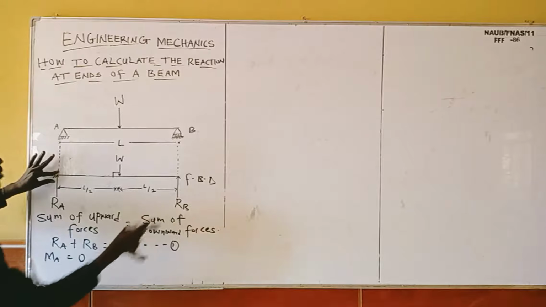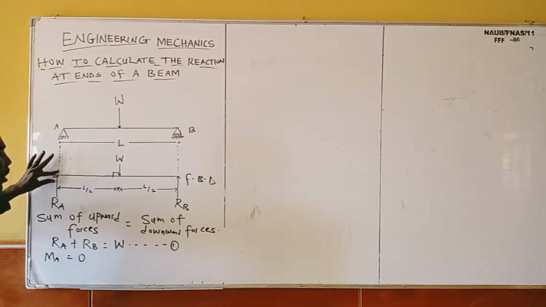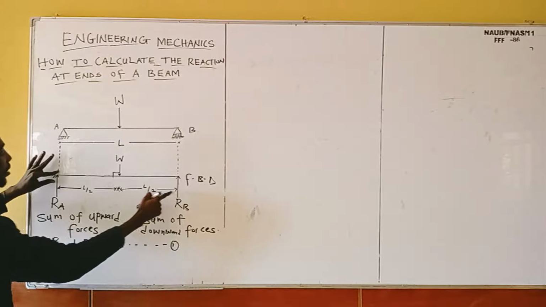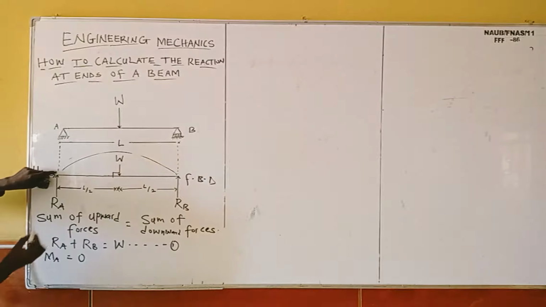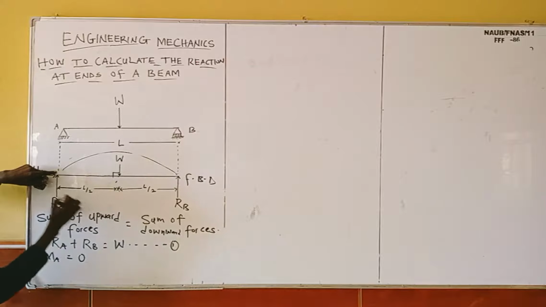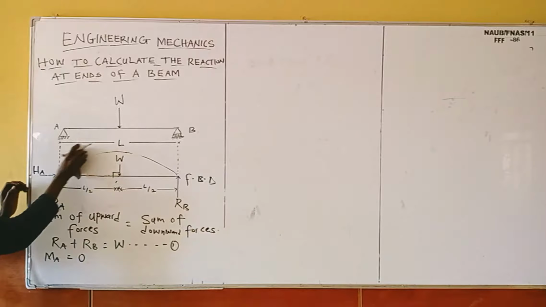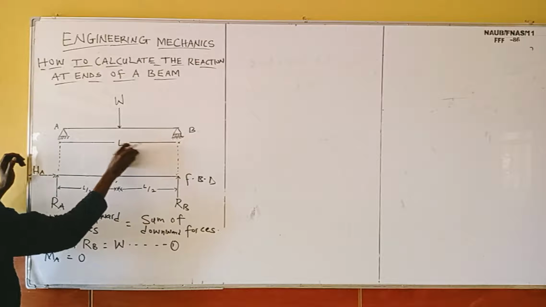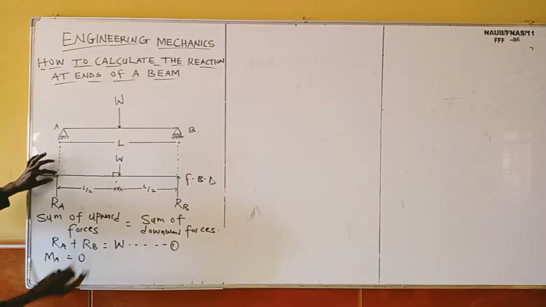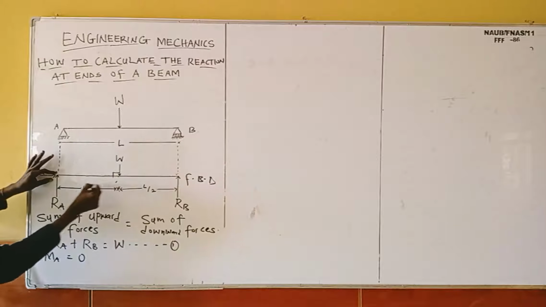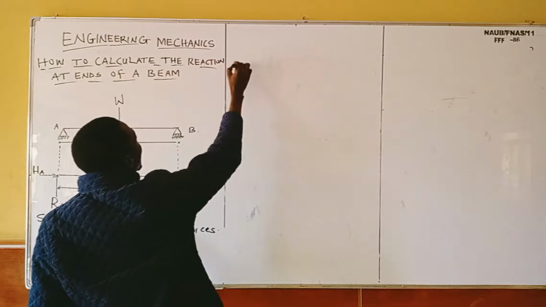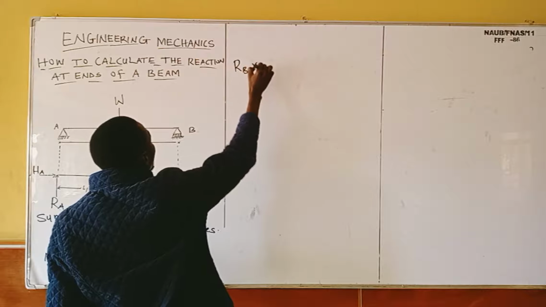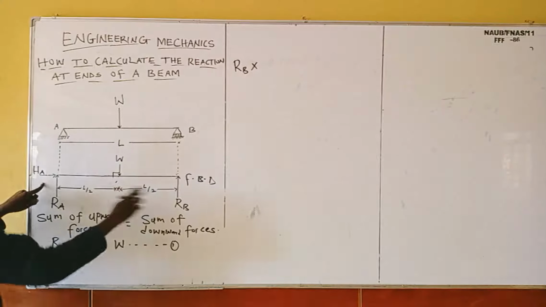Let's start with RB. This is force, RB, right? RB is a force. Force times perpendicular distance. So it means RB times the total distance, because it will cover this distance. Look at this, it will come like this, and this one too will come like this. So we are now going to have RB times the total distance, which is L.